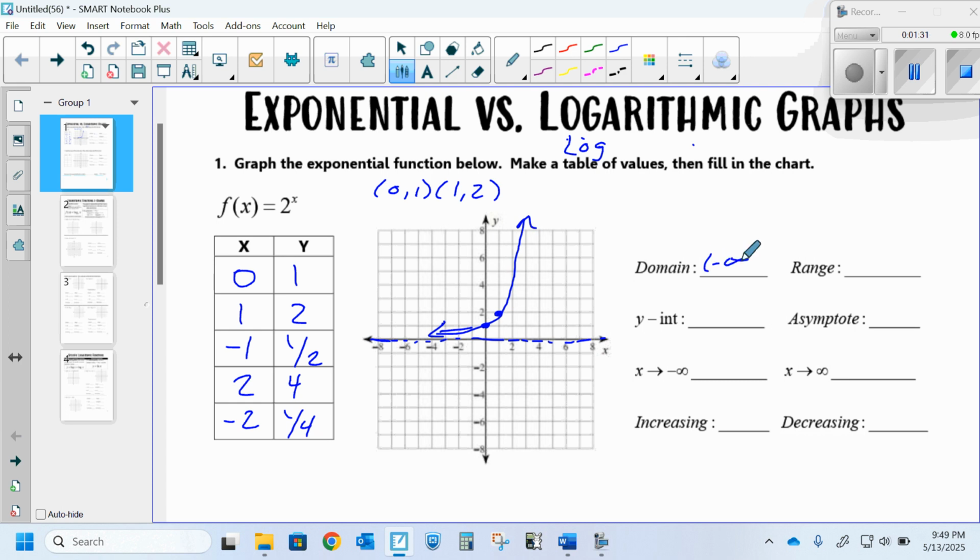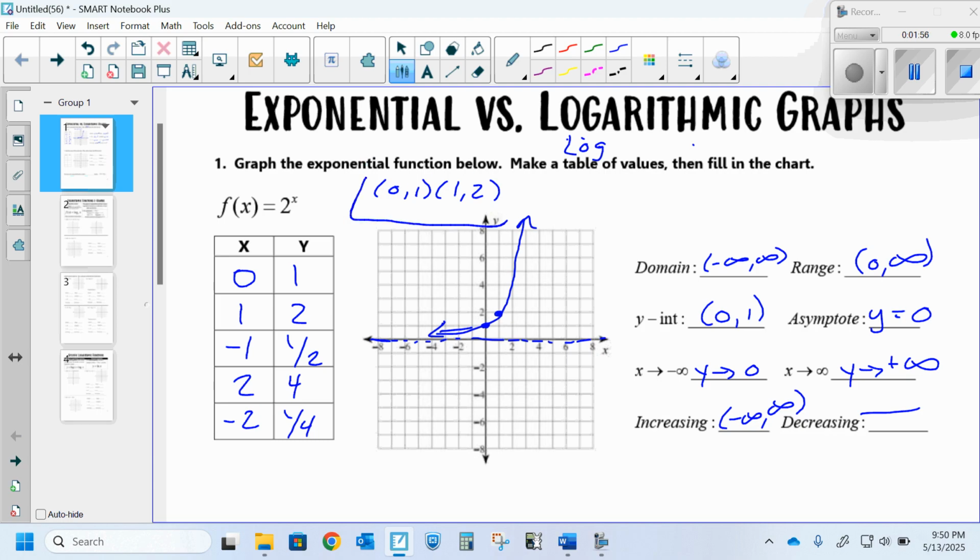Our domain, all real numbers. The range was 0 to infinity. Your asymptote was y equals 0. Your y-intercept was 0, 1. As x goes to the left, y is approaching 0. As x goes to the right, y is approaching positive infinity. And this is increasing everywhere along the domain. All right, so we already know how to do this.